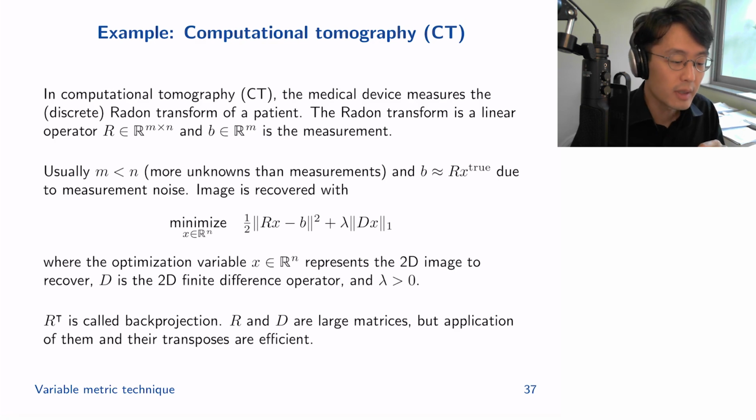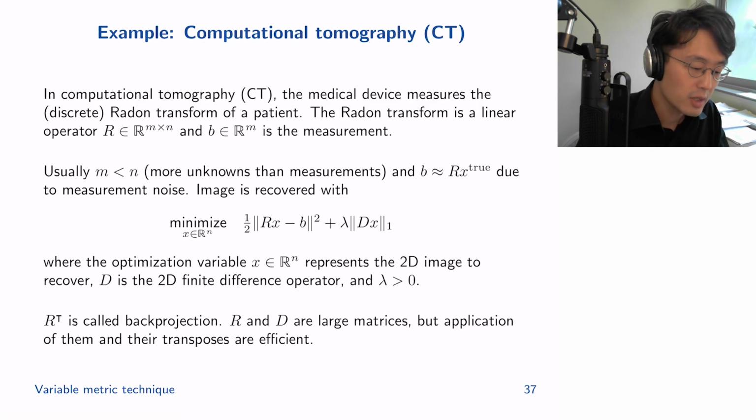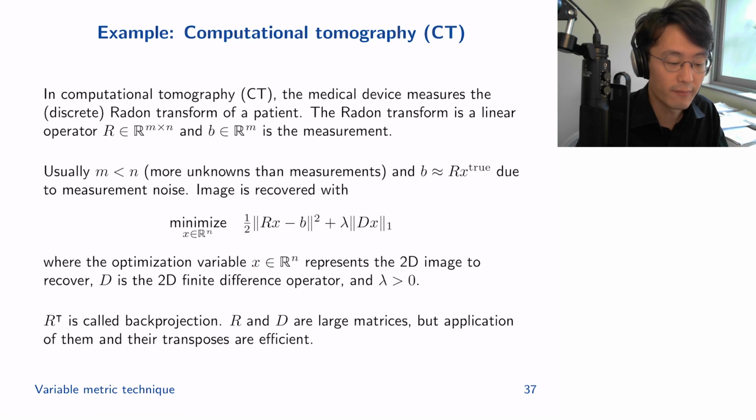And the common scheme for recovering an approximation of the original image is to solve this optimization problem. The optimization variable here is the image X. The image is usually a 2D image or a 3D image, but we vectorize it into a length n vector. So we apply the Radon transform to the image X, and we want that to match our measurements B well. So we have this L2 penalty term for the reconstruction loss.